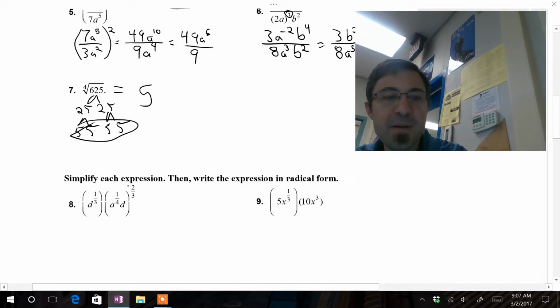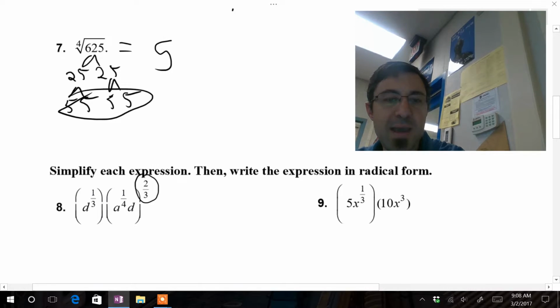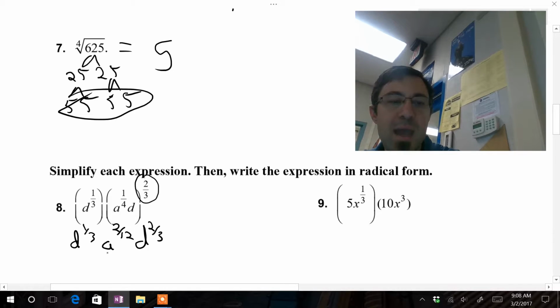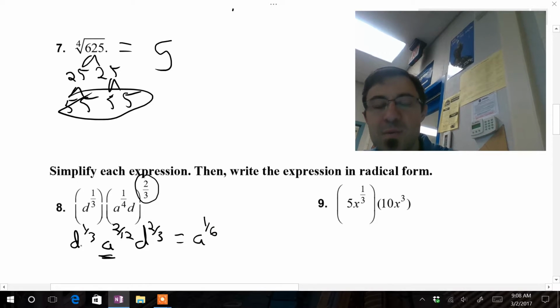Okay, we're going to first take care of the 2/3. So I have d to the 1/3, a to the, that would be 2/12, and d to the 2/3. A, that's the only a I have, so that's going to be a to the 1/6. What's 1/3 plus 2/3? For d? Yeah, it's 1, so it's d to the 1st.